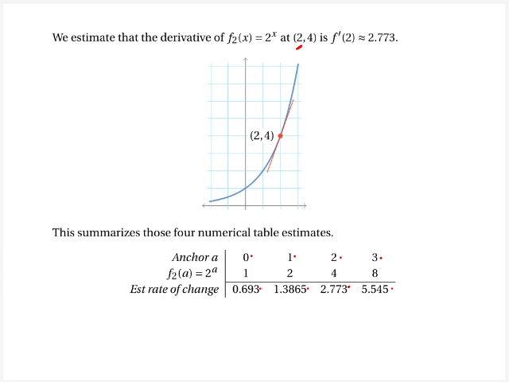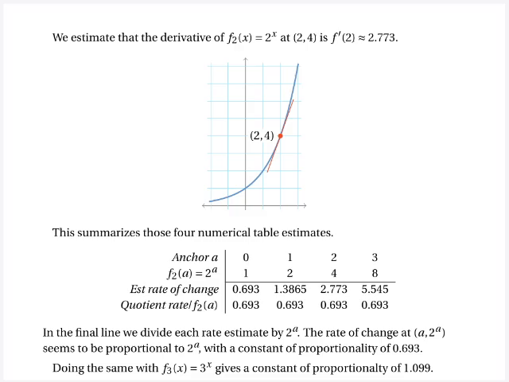So at least glancing at that, a person might not see a pattern, but I'm going to do a small manipulation here. I'm going to take that rate of change number from all 4 of those columns and divide it by the value of the function. So if you take 0.693 and divide it by 1, you get 0.693. If you take 1.3865 and divide by 2, you get 0.693. If you take 2.773 and divide by 4, you get 0.693. And if you take 5.545 and divide by 8, you get 0.693. I mean, come on. So there's something there for sure.